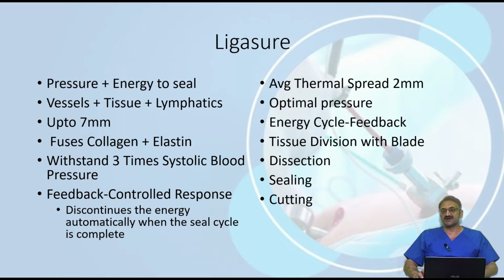The average thermal spread around the tissue is 2 millimeter. You have to apply an optimal pressure, energy, and cycle feedback, and then the tissue can be divided with a blade inside it. I personally like this instrument very much. It is atraumatic. With it, you can do a dissection like you can do with the Maryland forceps, and then you can seal, and then you can cut. So it really reduces your operative time tremendously. It's a lovely instrument, ligasure.